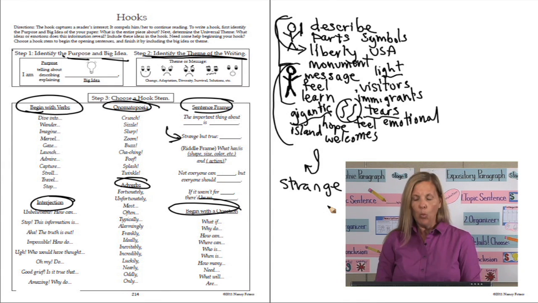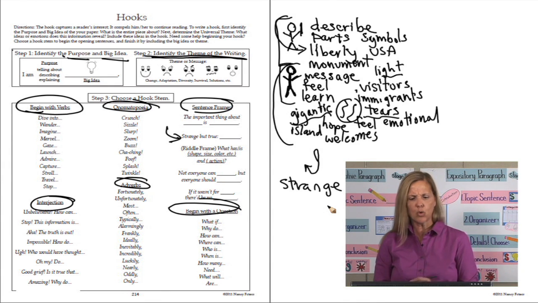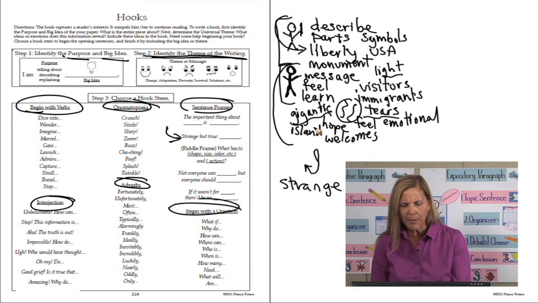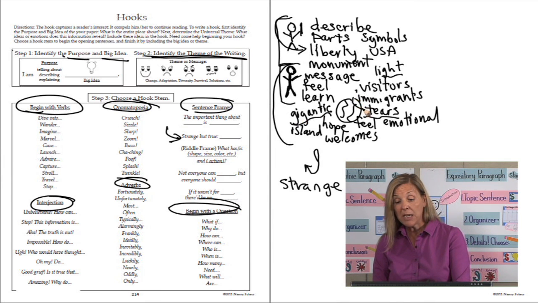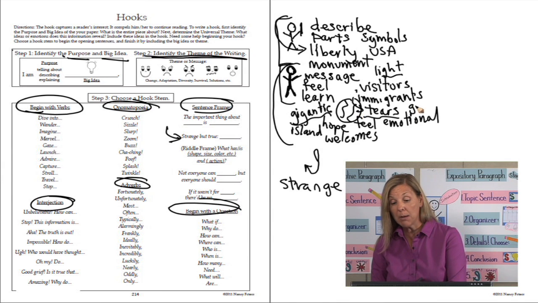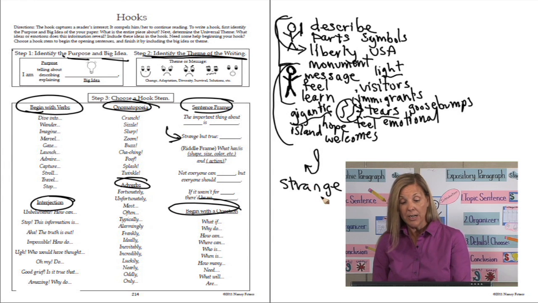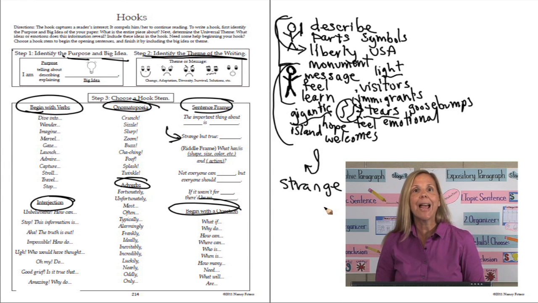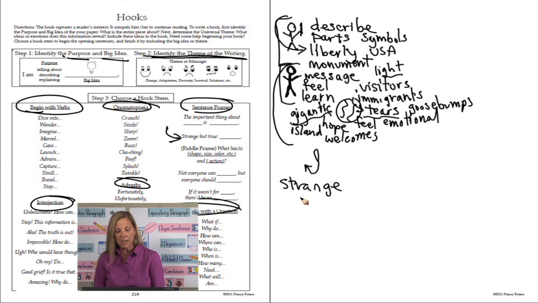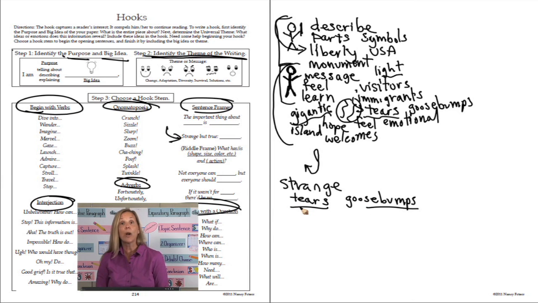Strange but true. What is it that I could say that's strange or true? Let me look at all my information up here. What's strange? This is a gigantic statue, but what's really strange about this but true? Ooh, that it brings people to tears or even gives them goosebumps when they see it. Let's put that there. Strange but true. A statue could bring people to tears or cover them with goosebumps. Excellent. That is a great hook.